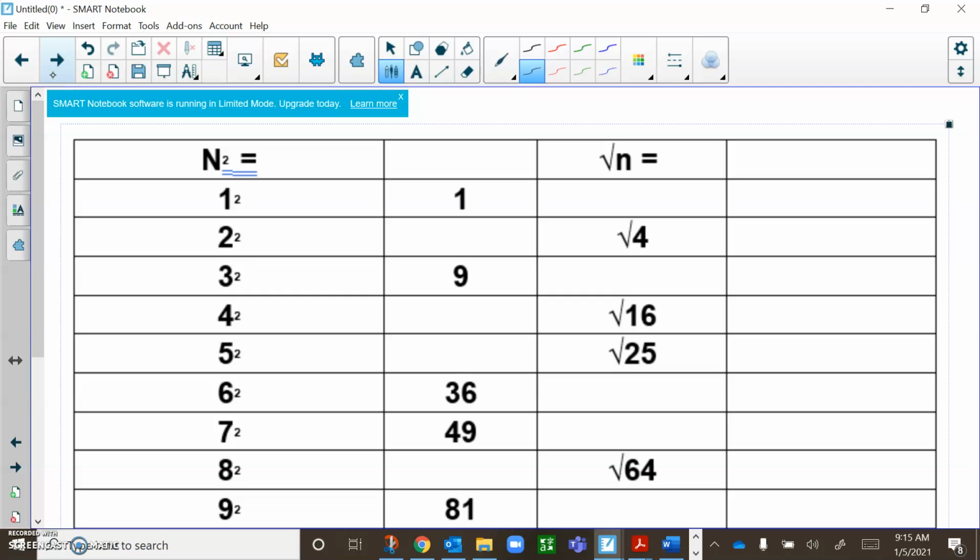Next, so on your assignment, you're going to complete this chart. So you have 1 squared. 1 squared is equal to 1. And so the square root of 1 is equal to 1, right? 2 squared is 4, which is how you get the square root of 4, okay? And then the square root of 4 is equal to 2. So you're going to fill in each missing box. So what is n squared equal to, and then what is the square root of n equal to. You're going to complete this and then complete your assignment.